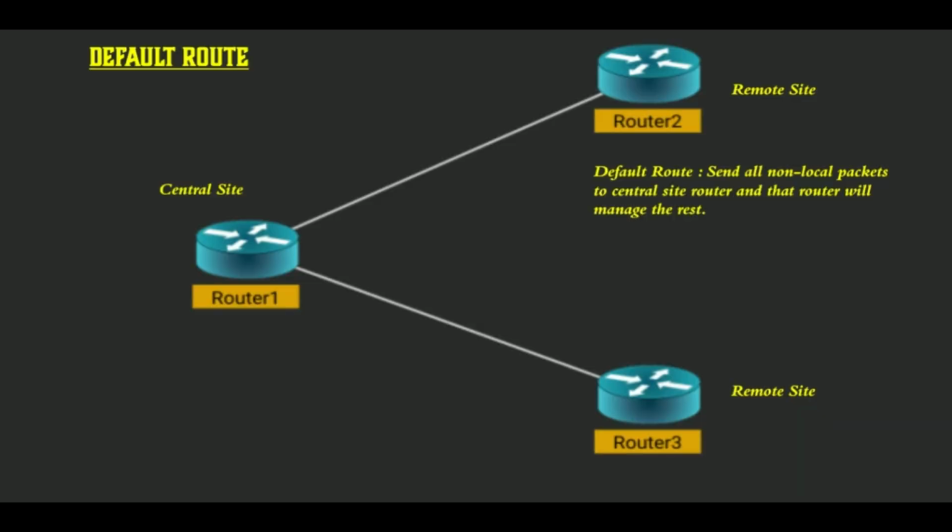Let's look at this topology with 2 remote sites and a central site. We configure a default route at the 2 remote sites. Remote routers forward all the non-local packets to the central router, and the central router takes care of further routing.